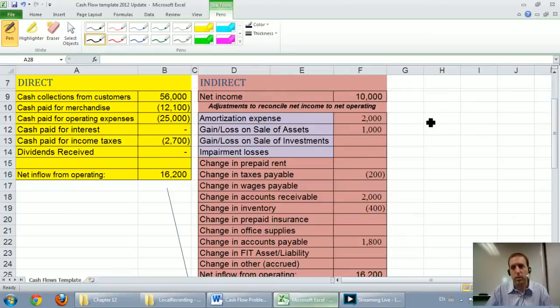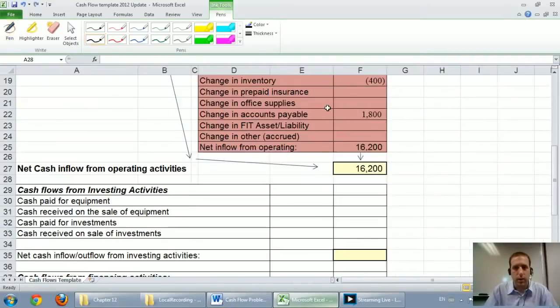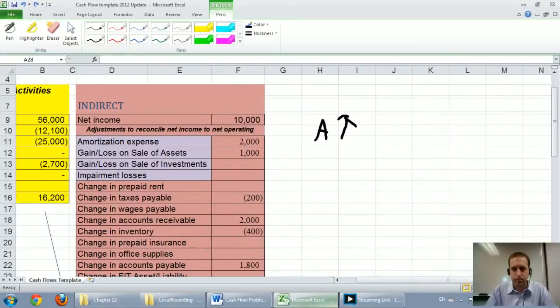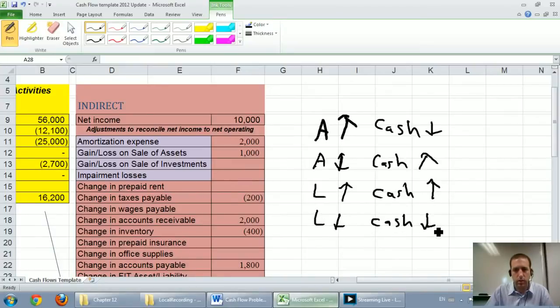The final thing I'll leave you with is a little trick for the indirect method. And the trick is this. If I have an asset that goes up, then cash goes down. So if I have an asset going up, cash goes down. This is for all those change in taxes payable, change in accounts receivable. If I have an asset going down, cash goes up. If I have a liability going up, cash goes up. If I have a liability going down, cash goes down.